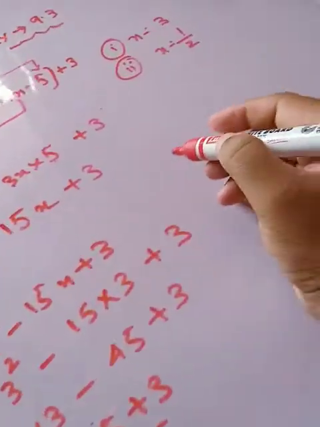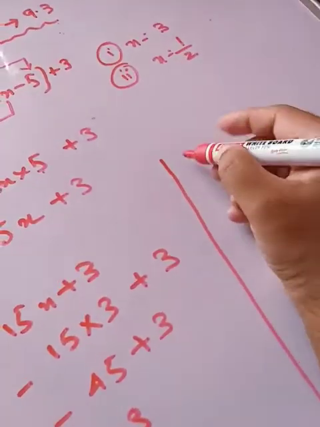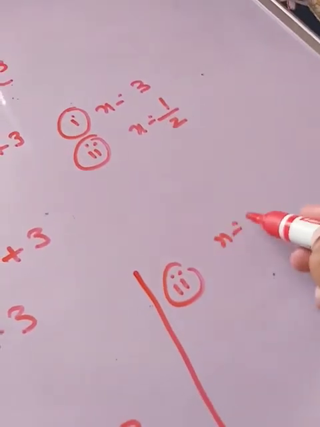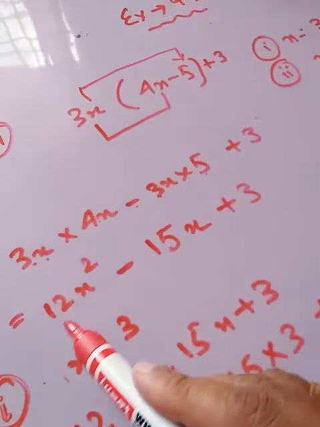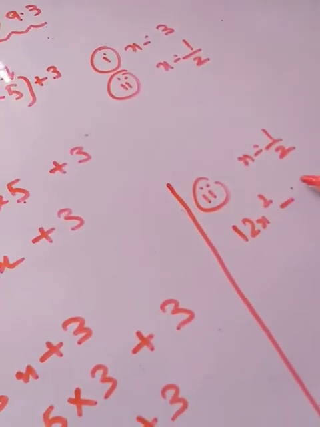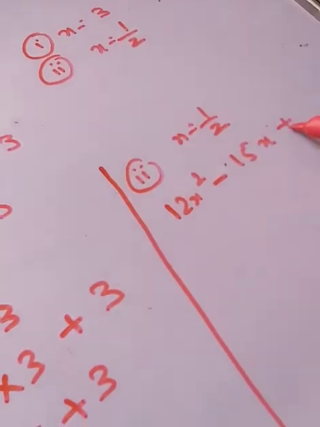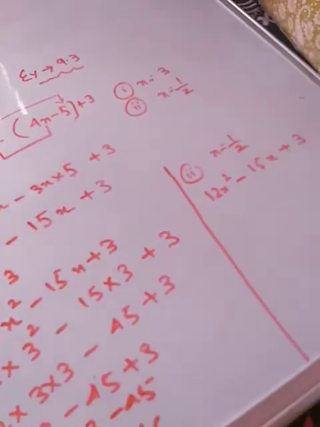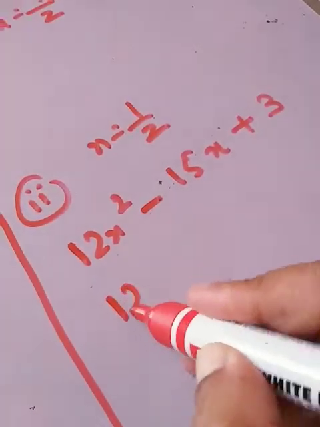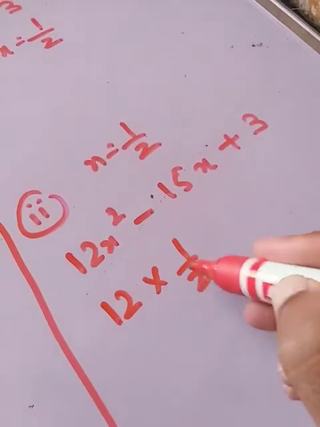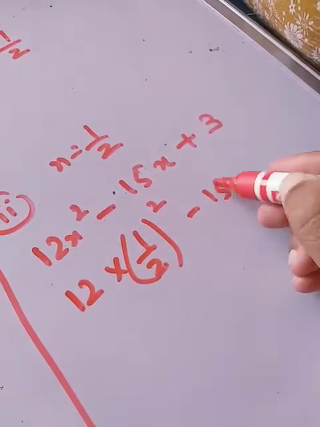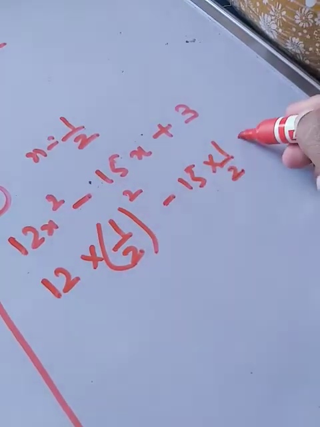Okay, now for the second part, what is the value of x given? x equals 1 upon 2. So again you will write this part. Again you will have to write this. So 12x square minus 15x plus 3. Okay, now in place of x you have to put 1 by 2. So how to do? Into 1 by 2. So you will write this. Okay, 15 into 1 by 2 plus 3.